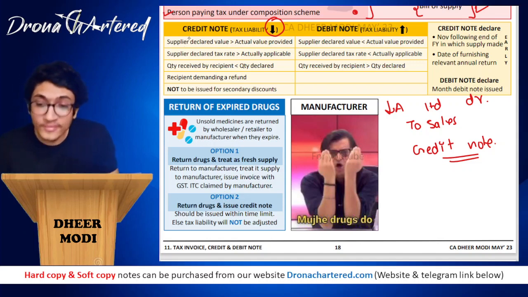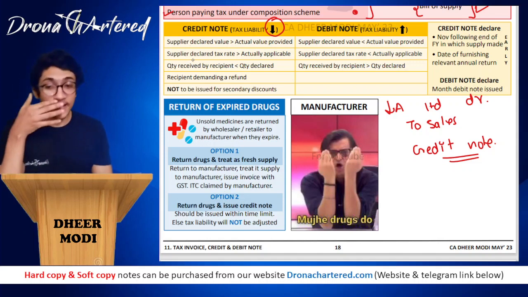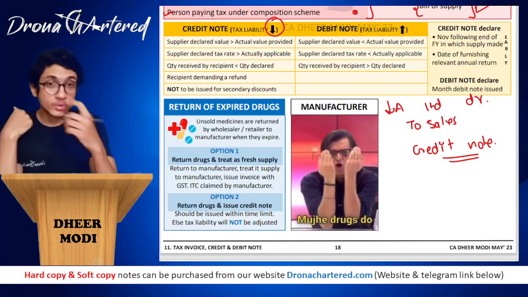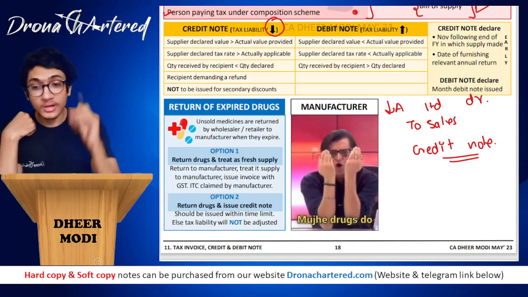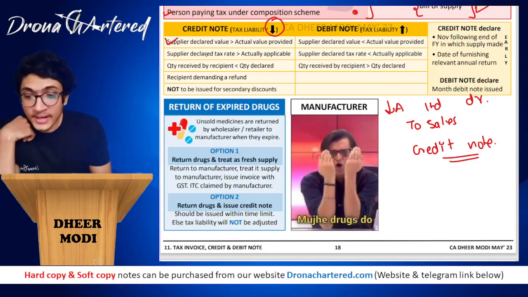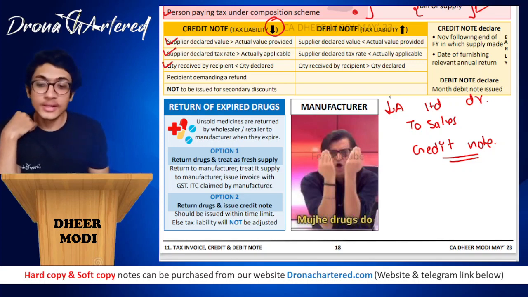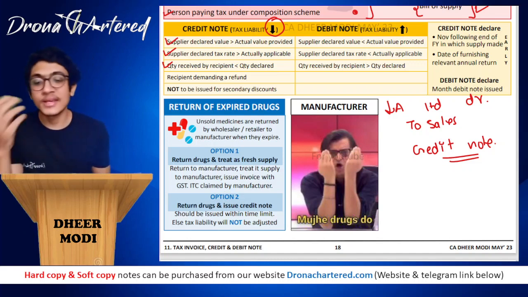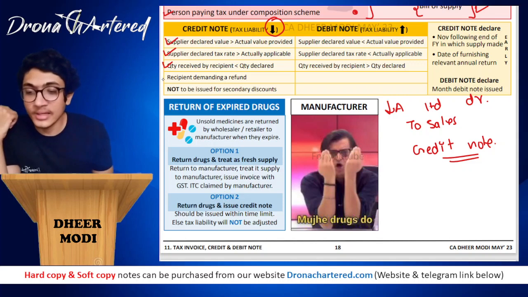So examples of credit note is when the supplier declared value which is more than the actual value provided. So you will have to pass a credit note to reverse the effect. Supplier declared tax rate more than actually applicable. Quantity received by recipient is less than the quantity declared. Of course, if you raise an invoice for 100 and the recipient says, "Boss, this is only 40 kgs," you will have to reverse 60 kgs and this will reduce your tax liability.